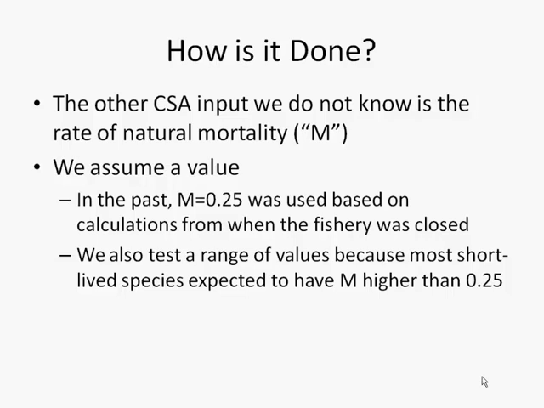And this was based on estimates that were done. One of them was looking at the rate at which the shrimp died when the fishery was closed, so there was no fishing mortality at all. All the mortality was due to natural causes. This was in the 70s. And that estimate was something around 0.25. And so that was adopted.